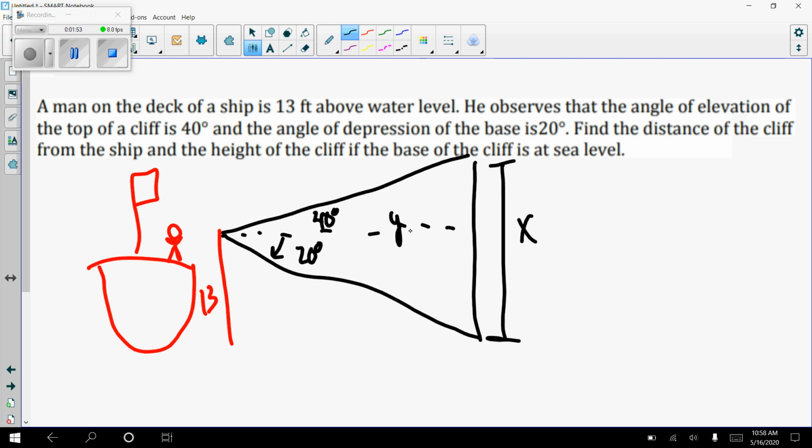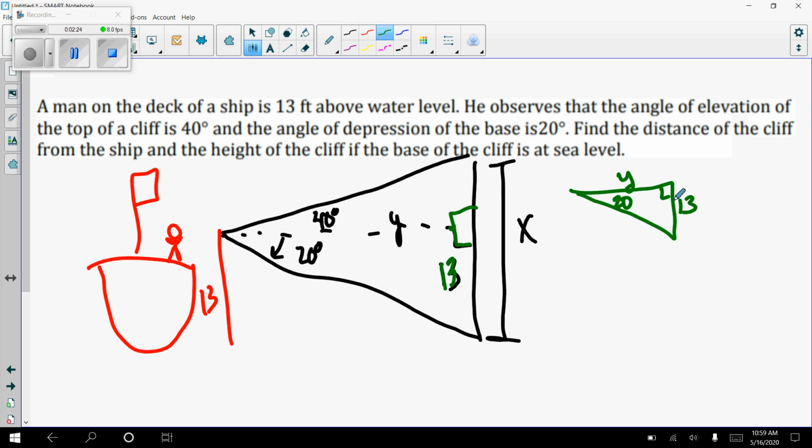Now, the good news is, if we know he's 13 feet above sea level, then we know this is also 13, which is going to help us quite a bit. These are our two right angles here. So if we look at this triangle right here, we know this is 20, we know this is 13. Now remember, we wanted to find this. That's the distance from him to the cliff.